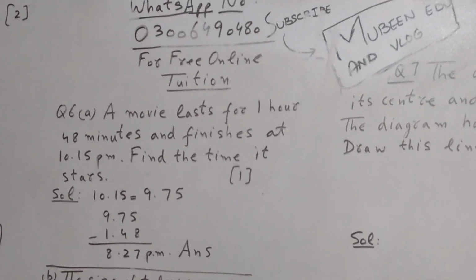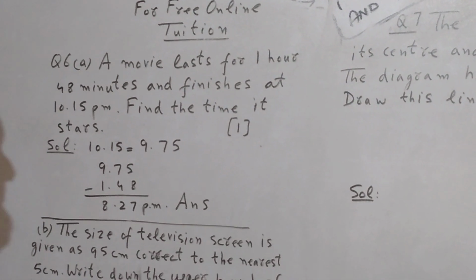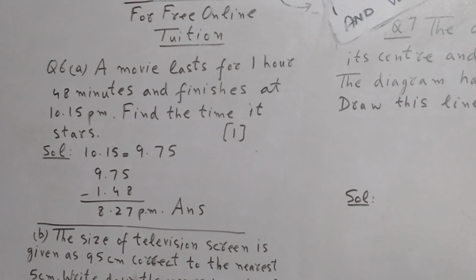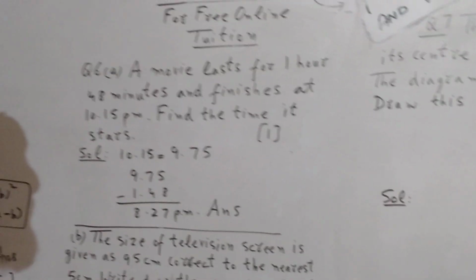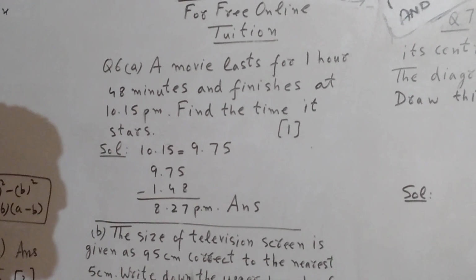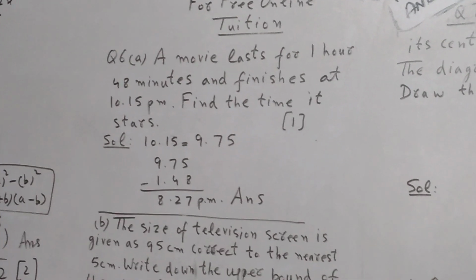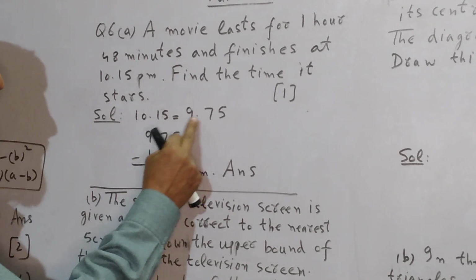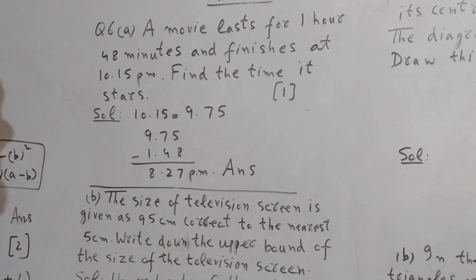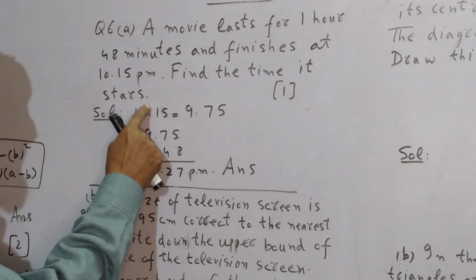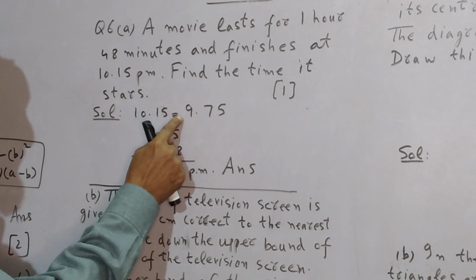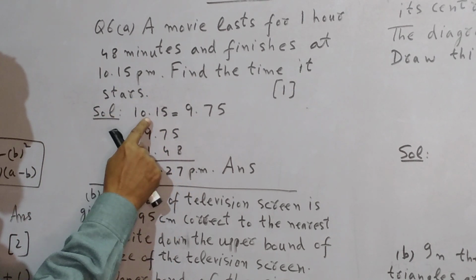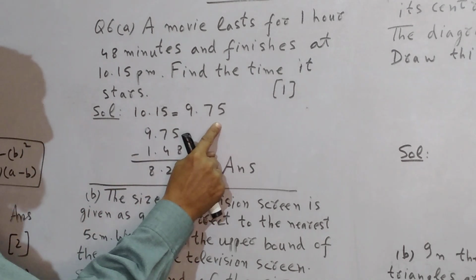Now we start question number 6. Part A: a movie lasts for 1 hour 48 minutes and finishes at 10:15 p.m. Find the time it starts. Its weightage is 1 mark. When we want to solve it, first we convert this 10:15 into 9:75. The reason is that from the 10 hours, we leave 9 hours and 1 hour is converted into minutes. There are 60 minutes in 1 hour, you know that, and 60 plus 15 is 75.